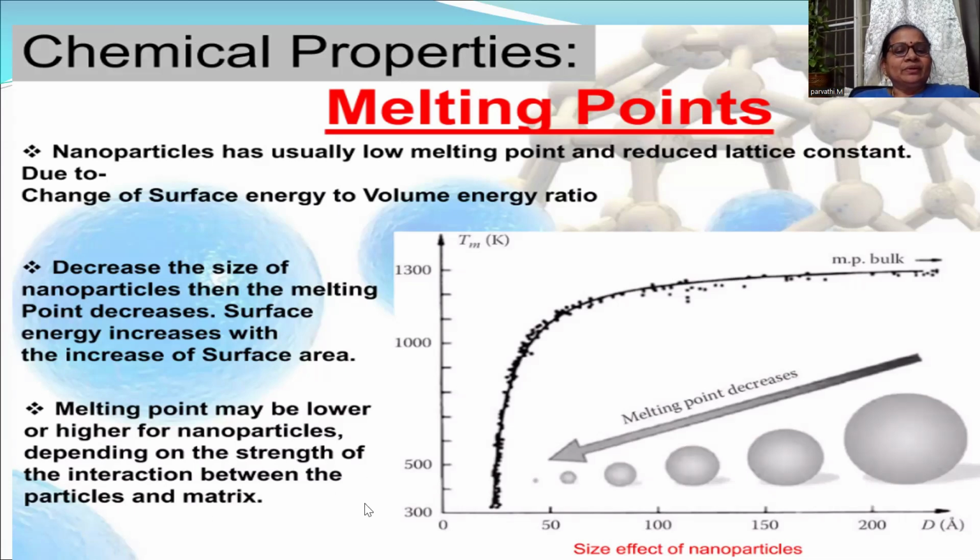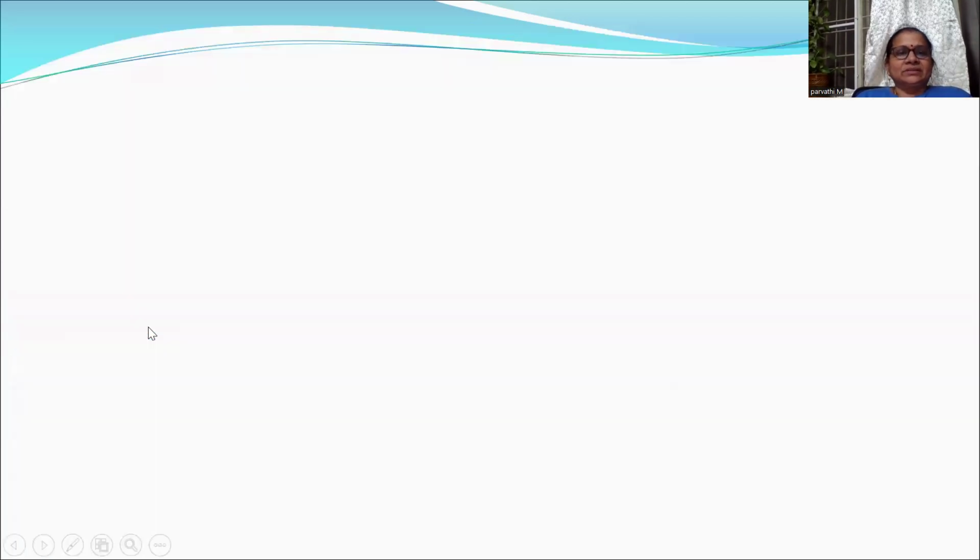The melting point may be lower or higher for nanoparticles depending on the strength of the interaction between the particles and the matrix. So it is not common to all kinds of nanomaterials. That is the point where some kinds of nanoparticles take a low melting point. And now coming to the next properties.